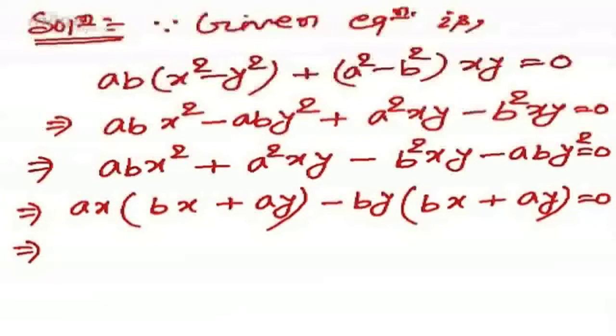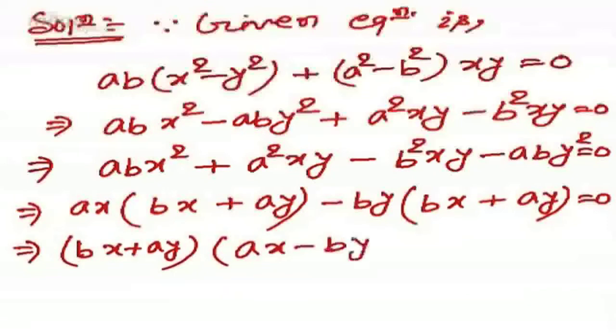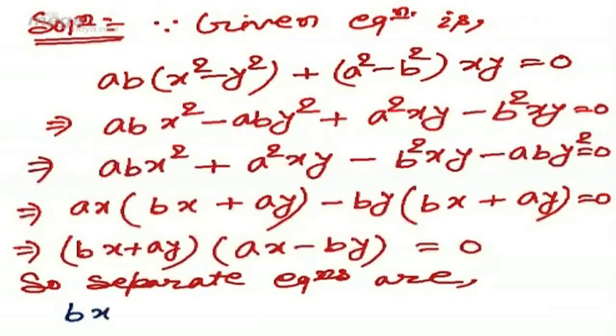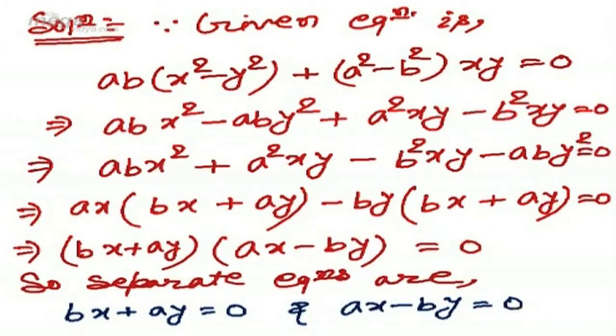Now again we take (bx + ay) common, and in the second bracket we get ax − by, which is equal to 0. So the separate equations are bx + ay = 0 and ax − by = 0. These two are the separate equations of the straight lines whose combined equation is this. Student, all of these questions I am taking only to clarify your concept.